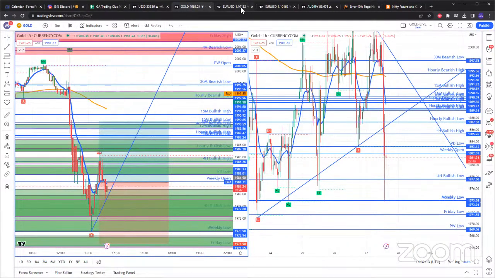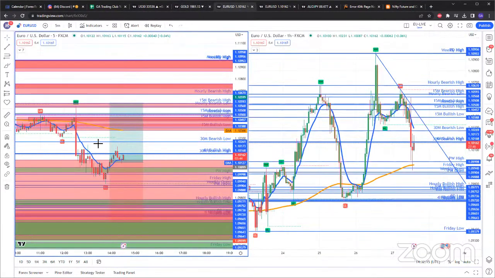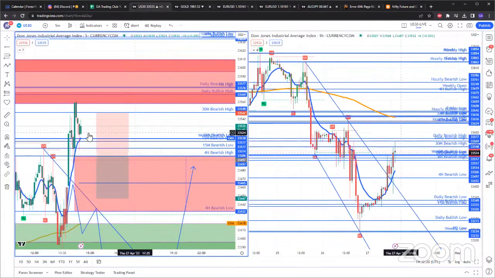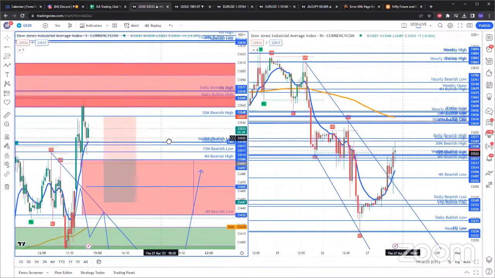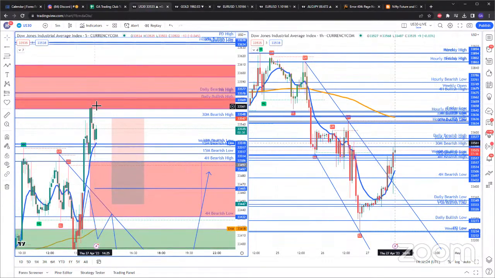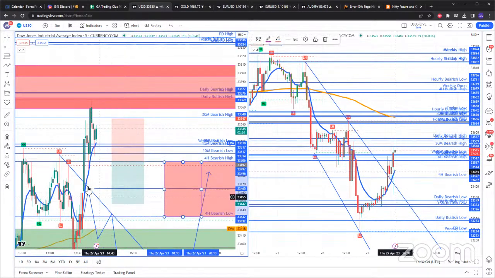Now, this is the only trade we are in. I'm not going to call out any trade. So gold and EU are the only trades we are in. US 30, you can see, is just consolidating. US 30 came from a supply zone within a supply zone. But keep in mind, we do have a daily bullish high here. So until US 30 makes a decision, I'm not looking to enter any trades on US 30 personally.